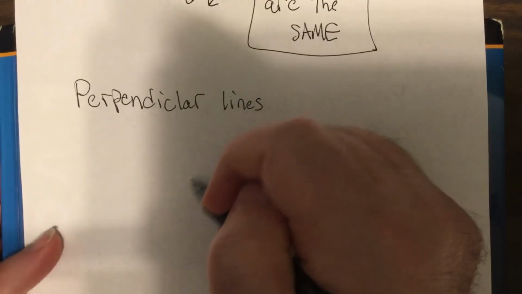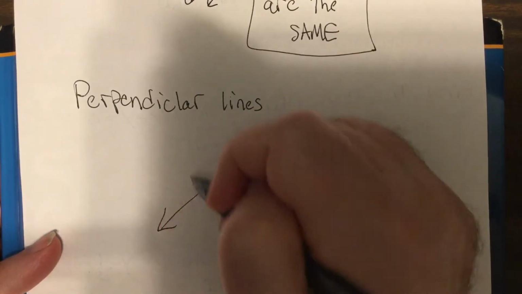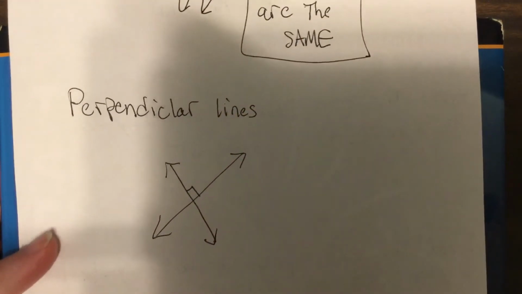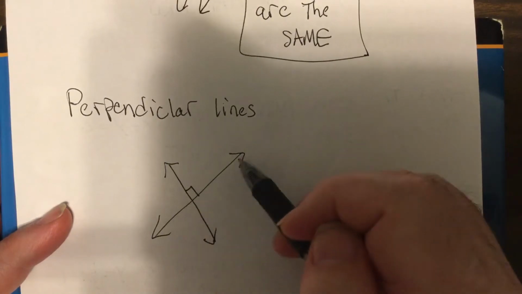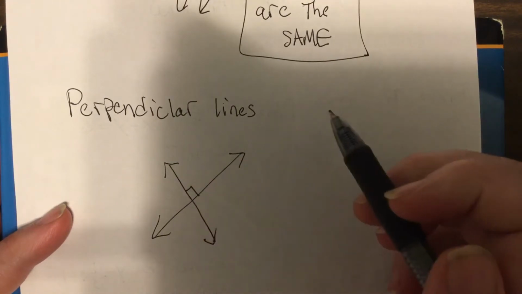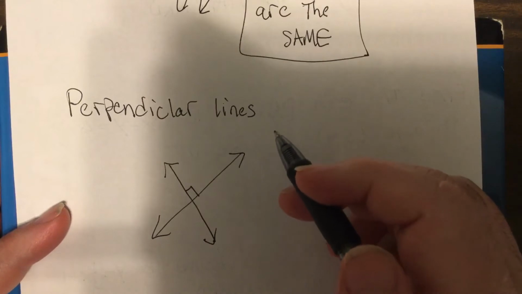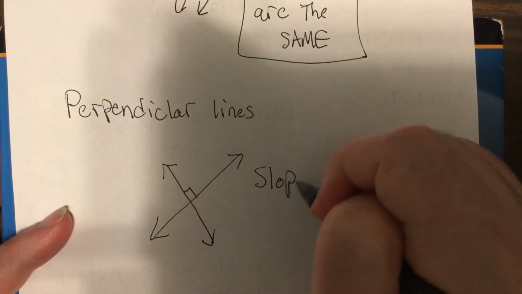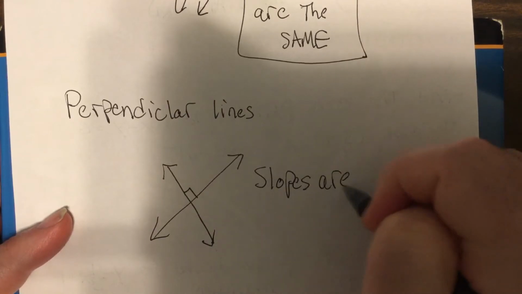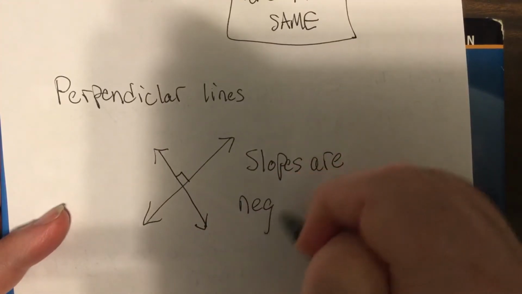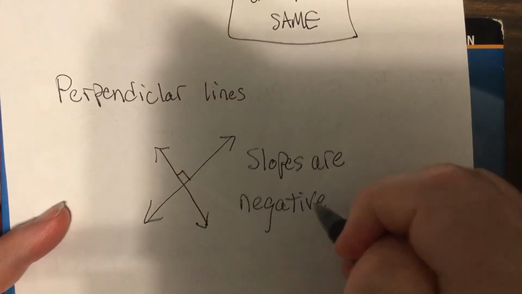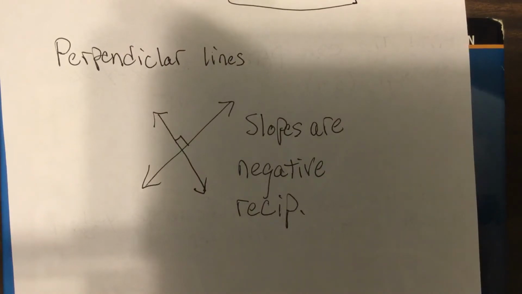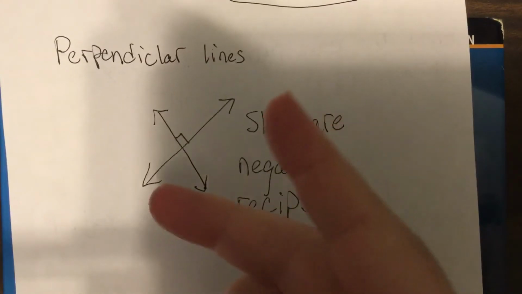Now perpendicular lines are two lines that when they intersect, it forms a right angle. So notice this line's going up, this line is going down. So what do you think's true about their slopes? Well, the slopes are negative reciprocals. So reciprocal means flip it.